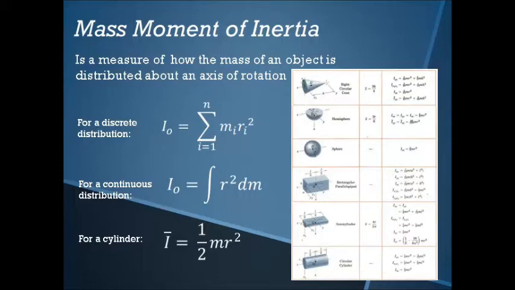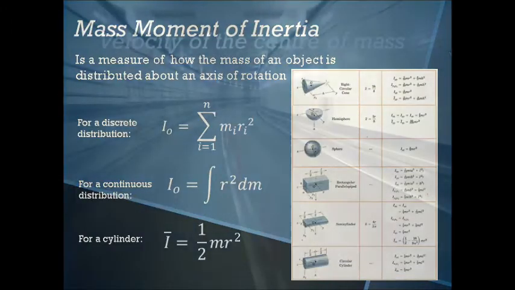Since we're dealing with the tyre, we're going to use the mass moment of inertia formula for a cylinder, I bar equals a half m r squared, where we've assumed that the crankshaft passes through the center of mass of the tyre, which corresponds to an axis passing through the center of the tyre.